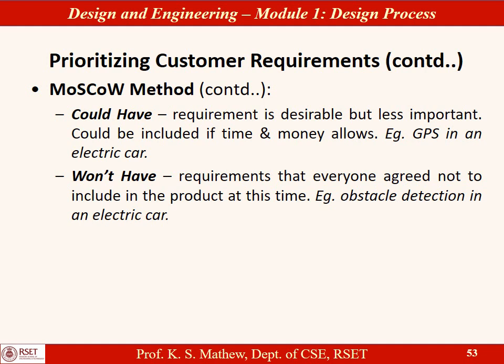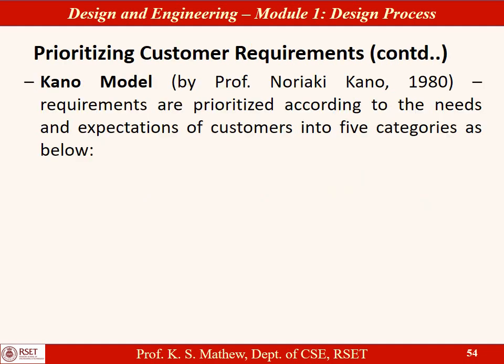For example, obstacle detection in an electric car. Another model for prioritizing customer requirements is the Kano model by Professor Noriaki Kano in 1980. Here, requirements are prioritized according to the needs and expectations of the customer into 5 categories.